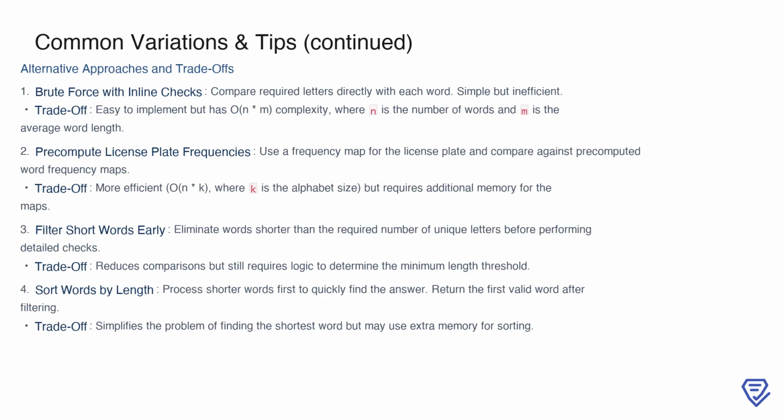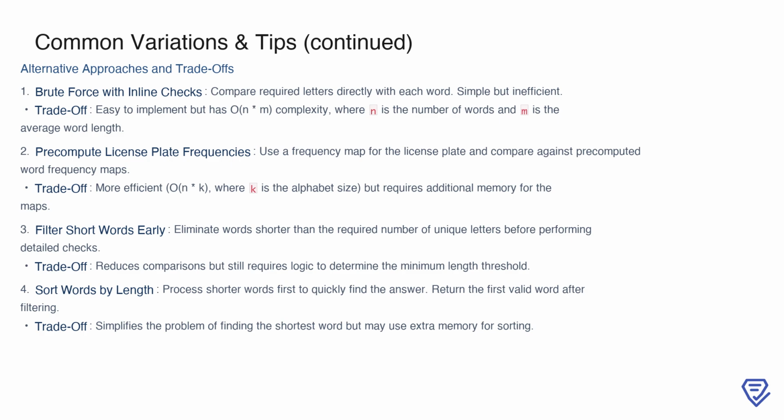There are also alternative approaches you can consider, each with its own pros and cons. A brute force approach with inline checks compares the required letters directly with each word. While simple to implement, it's inefficient, with a time complexity of O(n*m), where n is the number of words and m is the average word length. A better option is to pre-compute the license plate frequencies and compare them against pre-computed word frequency maps. This is faster, with a complexity of O(n*k), where k is the alphabet size, but it does require additional memory for the frequency maps.